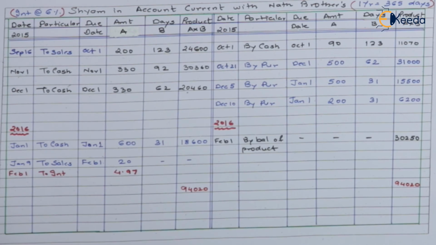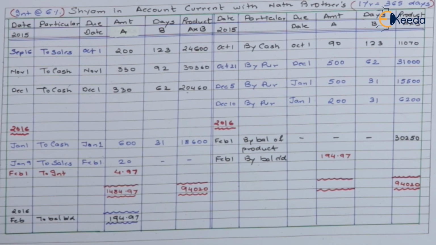Once this has been done, we'll go ahead and figure out the balance of the amount column, that means whether we have a debit balance or a credit balance. Let's close it. The balance on the credit side is 194 rupees and 97 paise. That will be carried forward to the next month, or rather the next date. So this marks the closure of this specific sum.